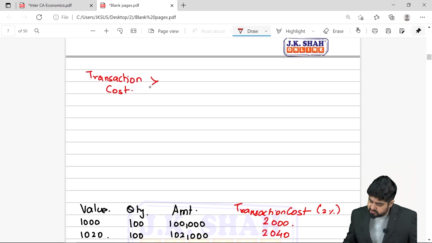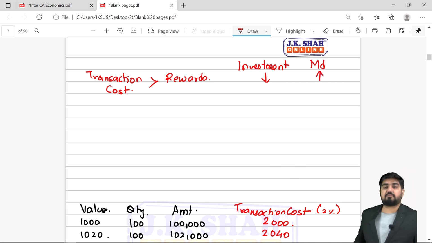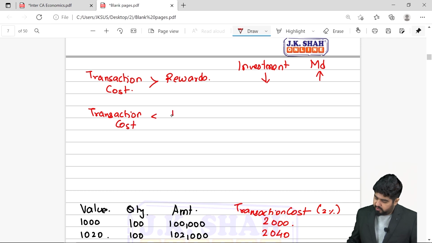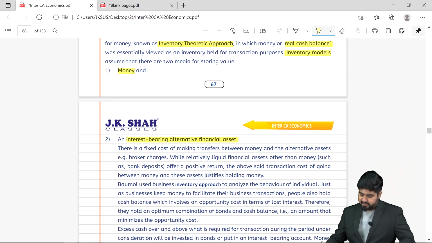If transaction cost is greater than rewards, you should not invest. Your investment will be low and you will convert your investments into cash. That means demand for money will increase. Similarly, if transaction cost is low and rewards are more, rewards meaning returns are more, at that time you will happily invest more and your demand for money will be low. This is what Baumol and Tobin have said in their theory. Let's have a look at it.